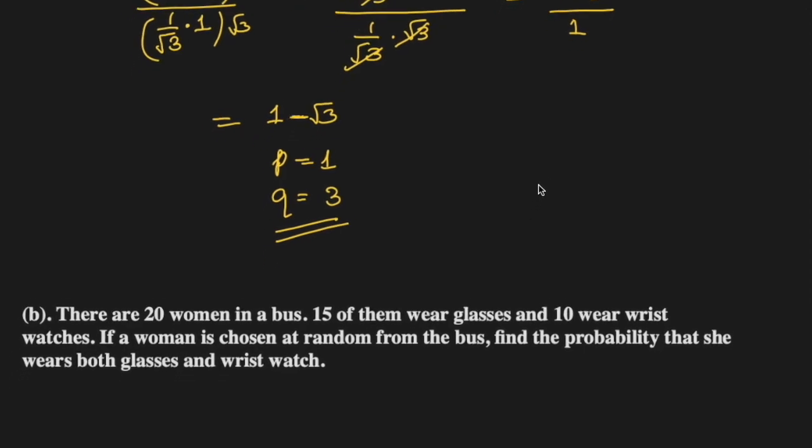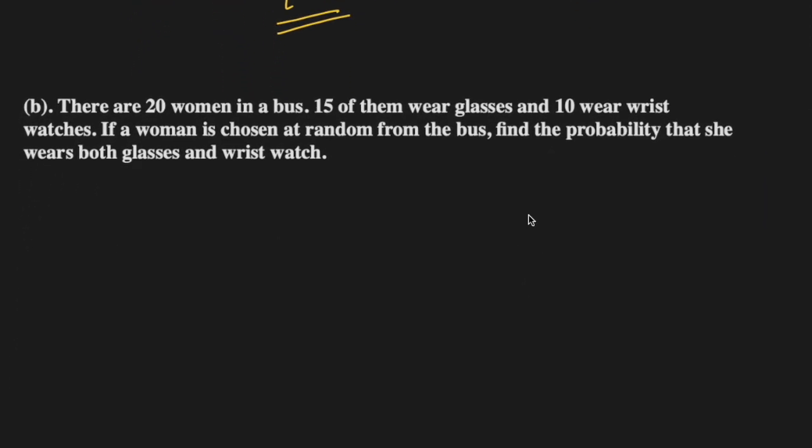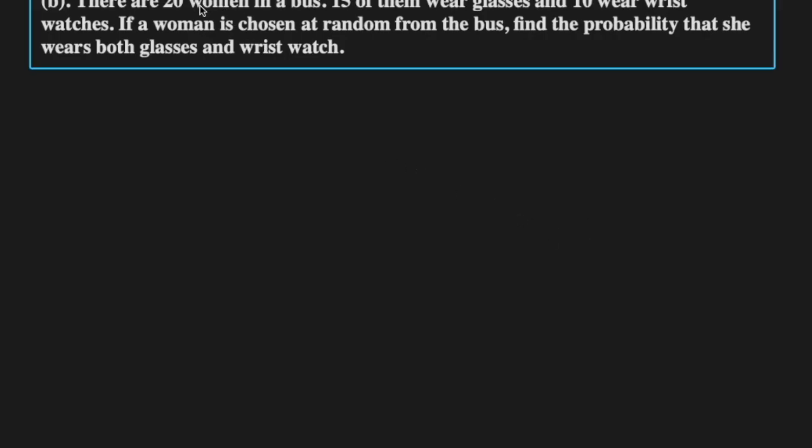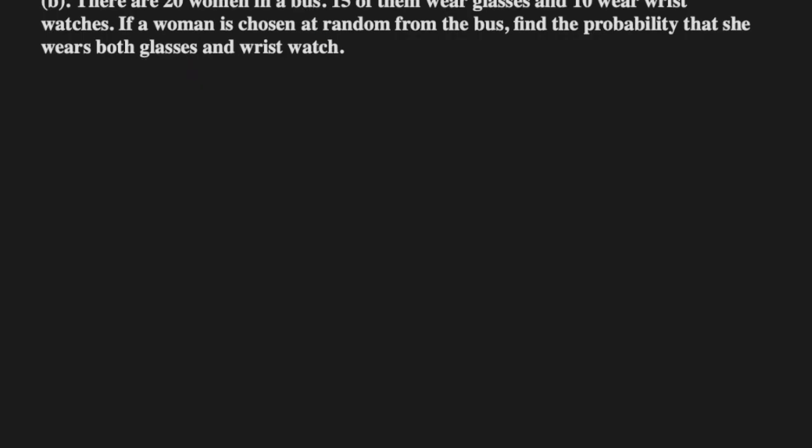Moving on to the B part of this, there are 20 women in a bus. 15 of them wear glasses and 10 wear wristwatches. Okay, so 20 plus 15 is 35. No, 15 plus 10 is 25, which is more than 20. That means some of them wear both of them. If a woman is chosen at random from the bus, find the probability that she wears both glasses and wristwatch.